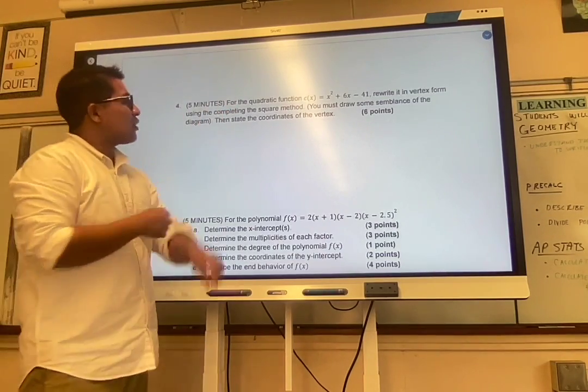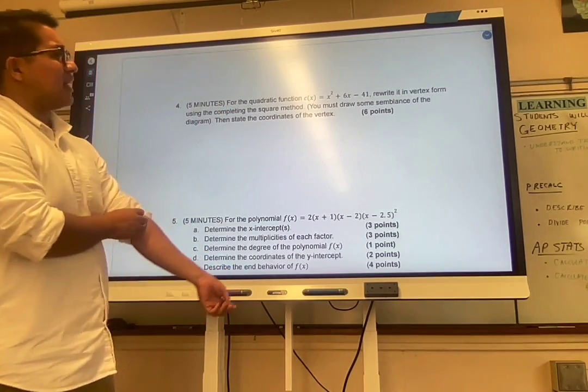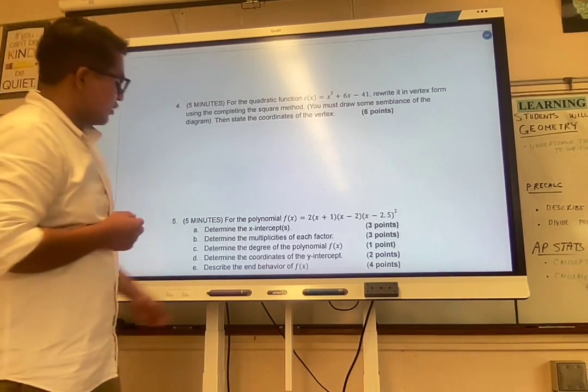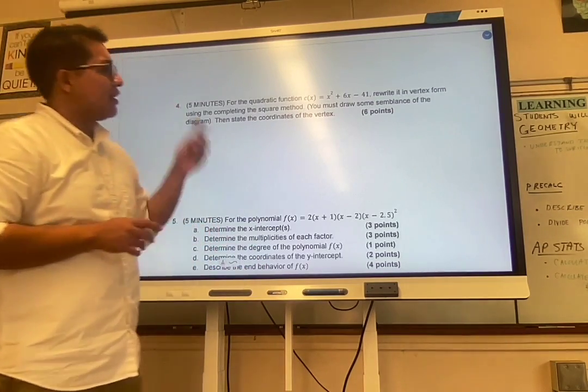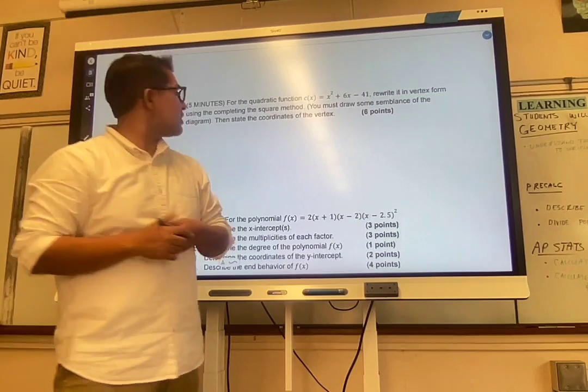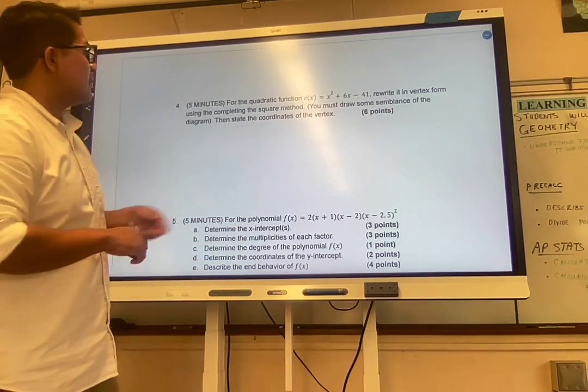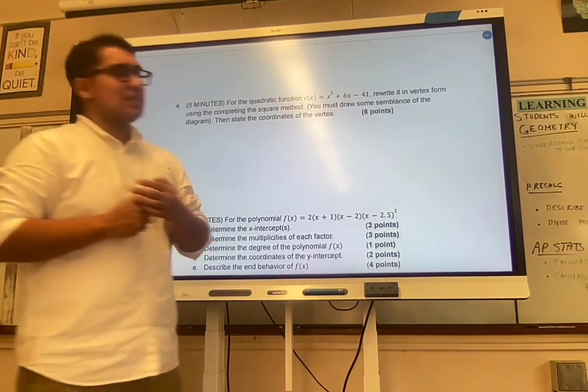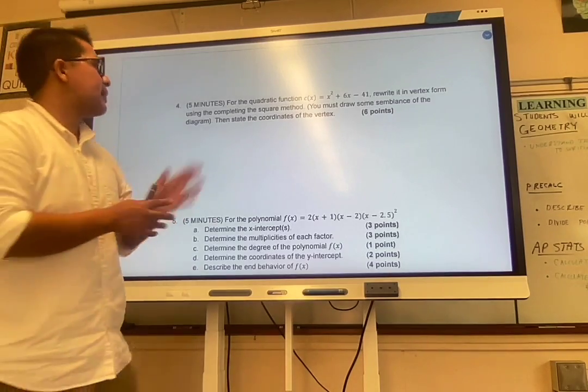Question 4. For the quadratic function x squared plus 6x minus 41, rewrite this in vertex form using the completing the square method. You must draw some semblance of the diagram that we went over in class. And then at the end of it, just tell me the coordinates of the vertex, because again, that's the whole point of doing it. Let's get to it.